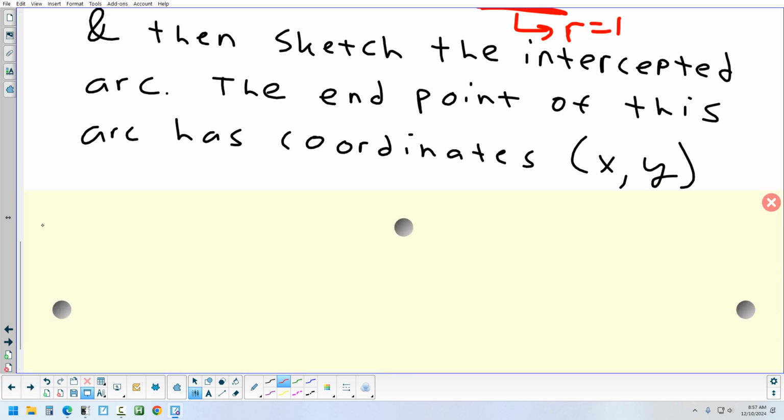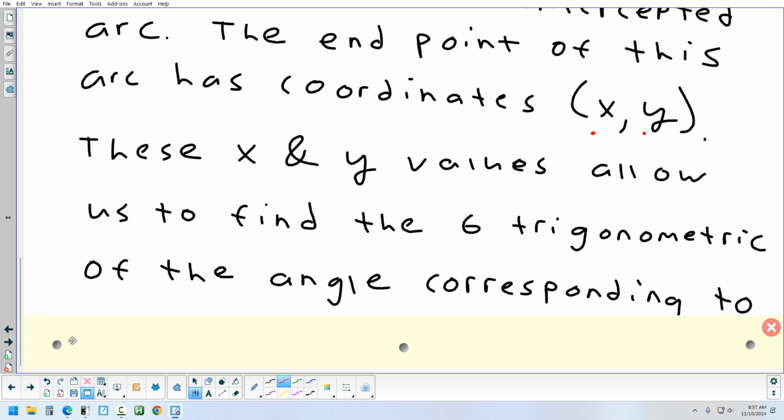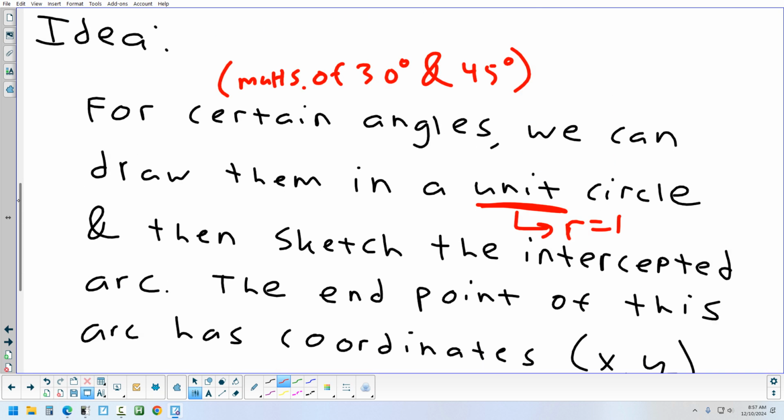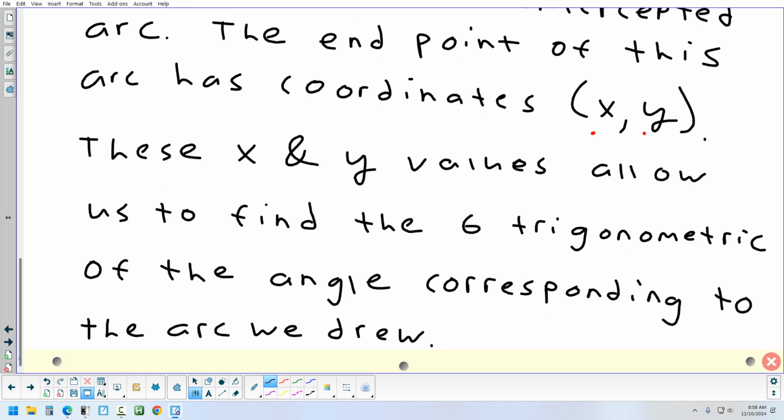So once you find that coordinate, what does this x and y value allow you to do? Well, it allows you to find the 6 trig functions of the angle that you drew. And when I mean angle, we're talking about this angle right here. So the coordinate allows you to find the 6 trig functions that represent the angle you just drew.